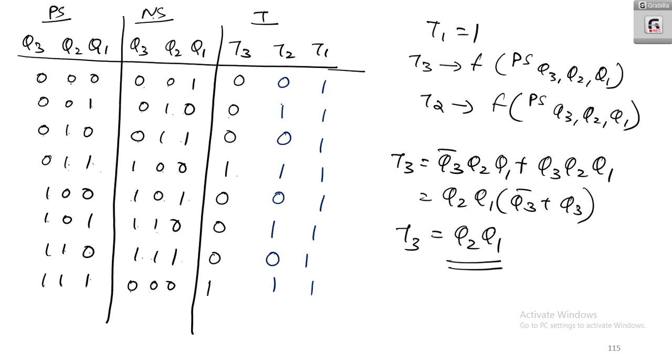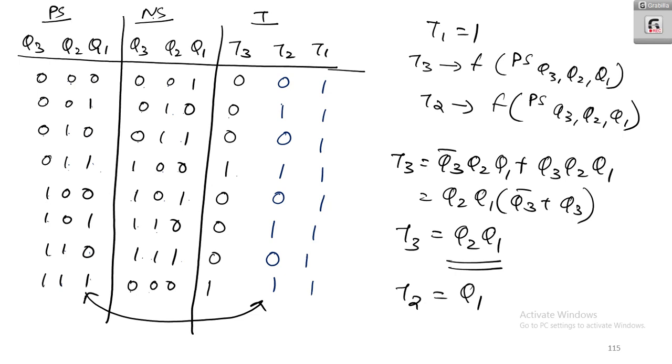Now if I need to derive the expression for T2, if you look at the columns of T2 and Q1 directly, that is an easy way. If I look at the columns of T2 and Q1, both are exactly the same, right? 0 to 0, 1 to 1 it is same, 0, 0 it is same, 1, 1 it is same, 0, 0 it is same, 1, 1 it is same. So what is T2? T2 I can write as Q1. So this is just by comparison.